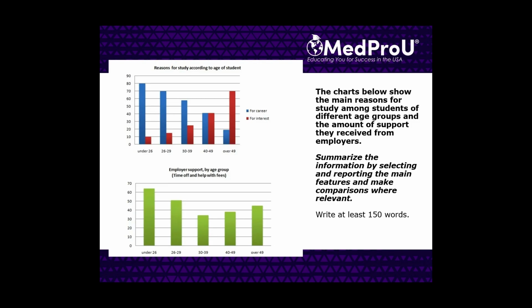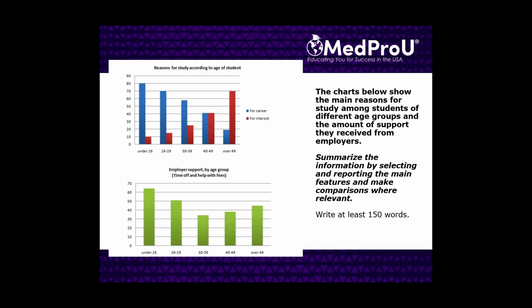Okay. And Caroline, the charts depict, without S, because again, this goes for everybody. So if the subject is plural, do not add S in your verb. Okay. The charts depict the aim for studying among learners of different age groups and the level of support they get from their employers. Okay. Correct, Caroline?